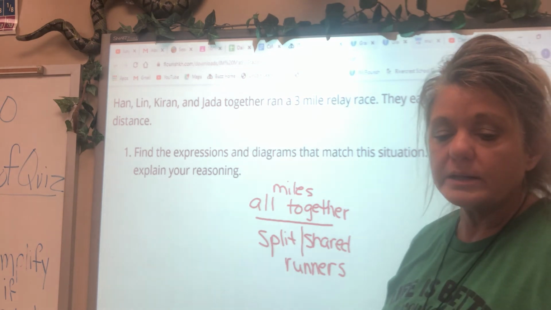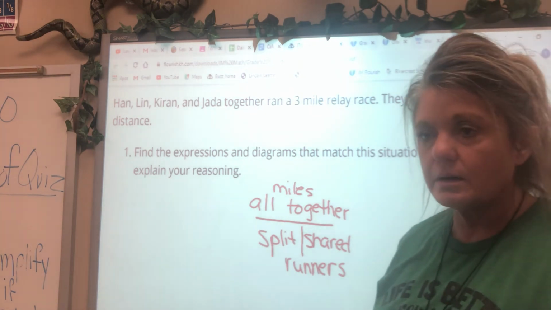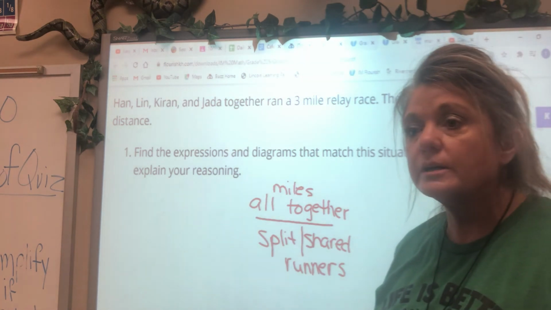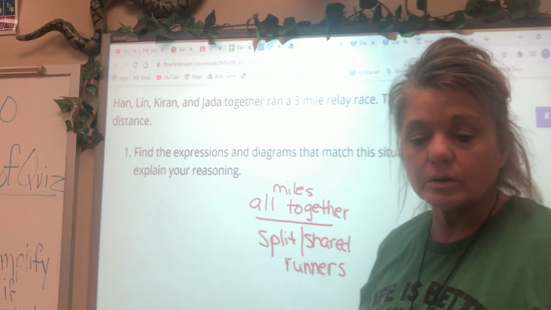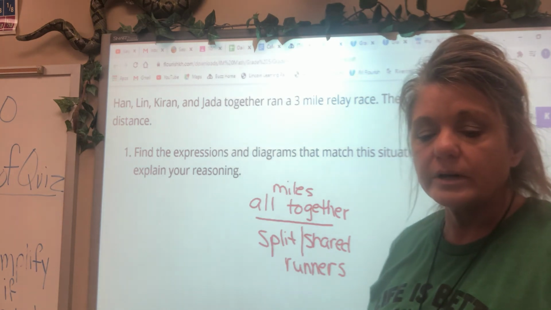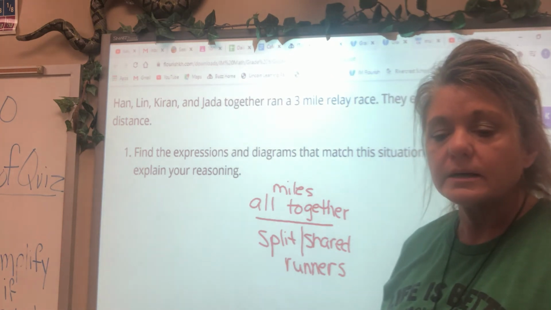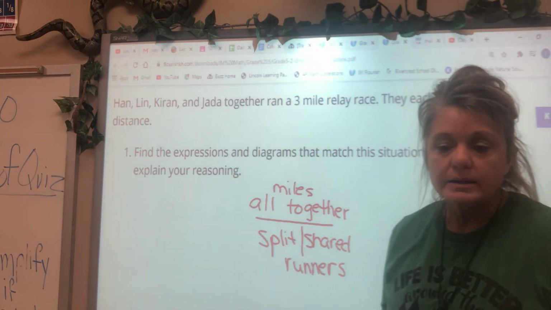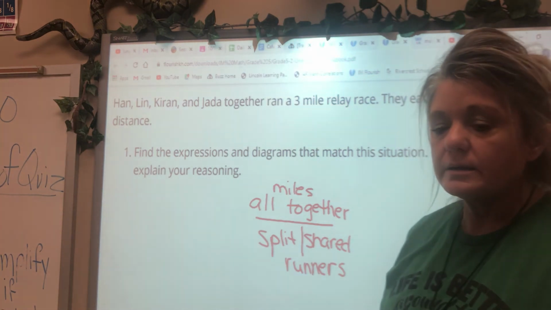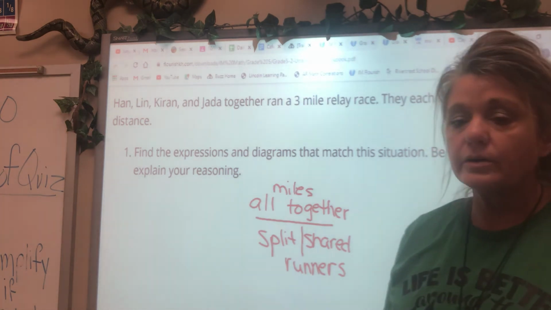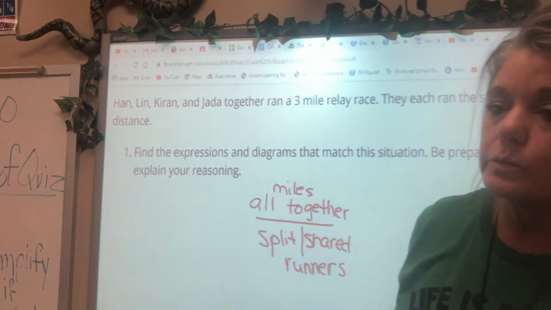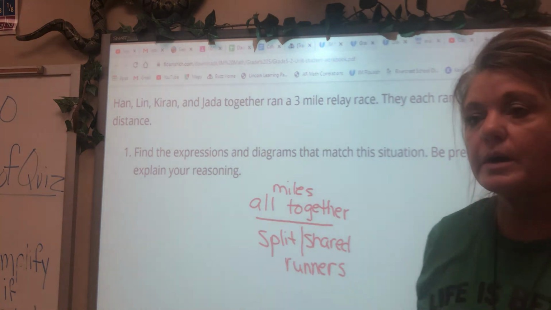So on the ones that have expressions on there where it's multiplying a whole number times a fraction, just go ahead and take a pencil and work those out underneath there and see what final fraction you come up with. And see which ones would represent the miles altogether on top of the fraction and how many runners it was being split by on the bottom of the fraction.